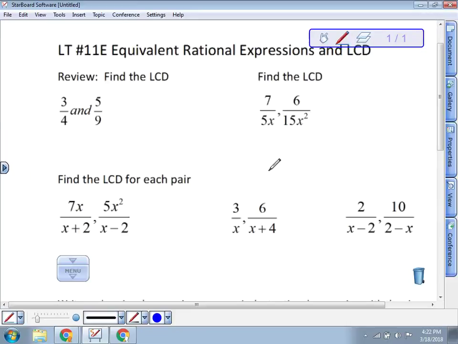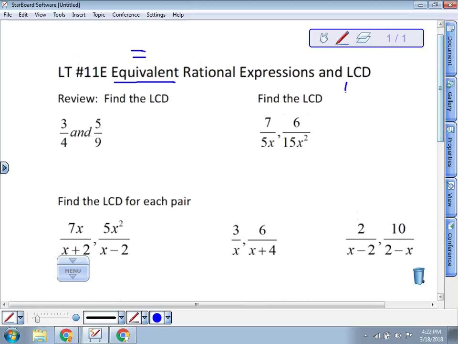Welcome to the notes on equivalent rational expressions and least common denominator. Remember, equivalent, all right, that means equal. So equal rational expressions. And the least common denominator, remember, that's really the least common multiple. You guys will hear me say that a lot. That's what you need to find.